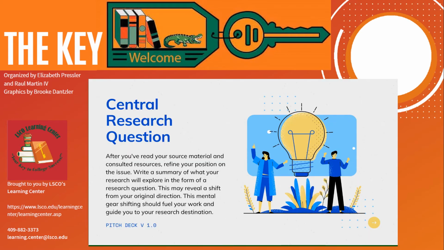After you've read your source material and consulted resources, refine your position on the issue. Write a summary of what your research will explore in the form of a research question. This may reveal a shift from your original direction, which shows you've picked up on what your resources have said and challenged your original position. A mental gear shift should continue to fuel your work and get you to your research destination if you're running on fumes.